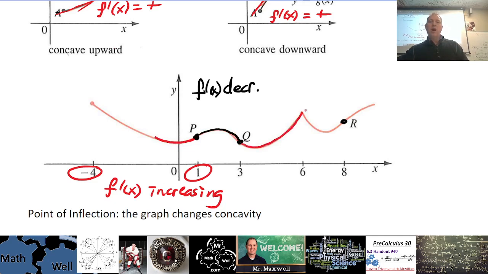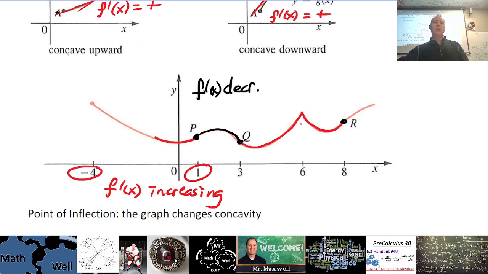Now, this is not a point of concavity right here. Okay, so we'll talk about this. That's a kind of a special part of the graph, right? That's a cusp. Remember, we talked about that earlier in the course. So the concavity does not change here. It's still concave up here, but this is something we'll talk about a little bit later. So there's no change in concavity there.